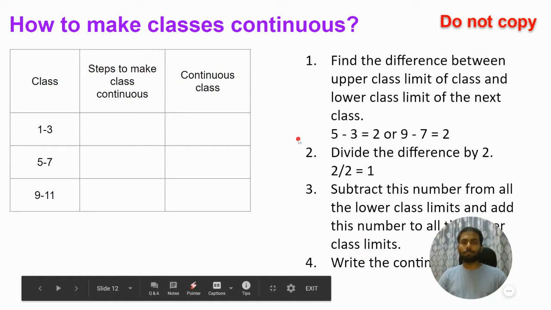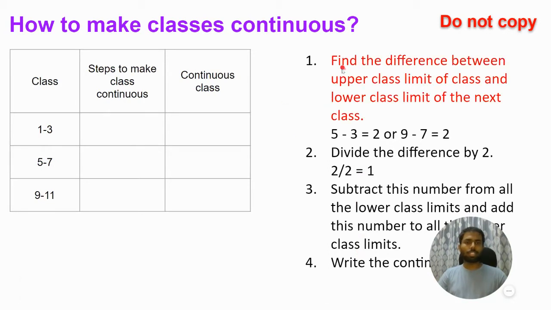So what is your first step? First step is find the difference between upper class limit of a class and lower class limit of the next class. Okay. So difference between upper class limit of a class. तो पहला class ले लेते हैं. इसका upper class limit क्या है? 3. फिर लोअर क्लास लिमिट ऑफ द नेक्स्ट क्लास. नेक्स्ट क्लास क्या है? यानी उसके नीचे वाला क्लास. उसका लोअर लिमिट क्या है? 5. तो उनका डिफरेंस फाइंड आउट करना है, यानी उनको सब्ट्रैक्ट करना है. सो यहाँ पे 5 माइनस 3 करना पड़ेगा. ओके. सो 5 माइनस 3 यहाँ पे लिख दिया मैंने. 5 माइनस 3 इज 2.